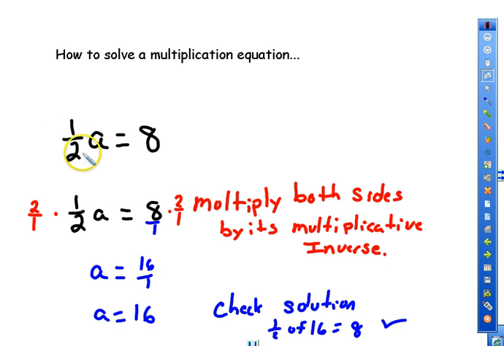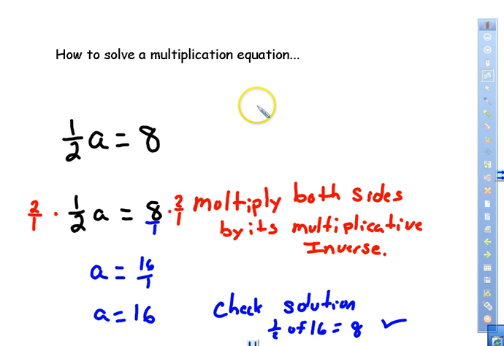So when we multiply, we have 1/2 times a equals 8. Well, we're going to soon find out, and why we're talking about this now, is that you cannot literally divide by a fraction. So we can't do the inverse operation of dividing by 1/2. However, that's actually what you are doing. Okay.